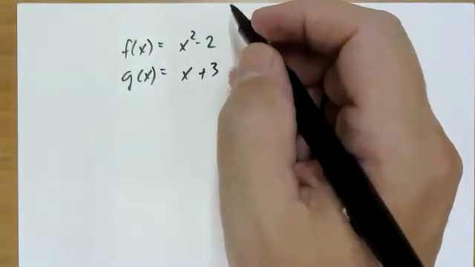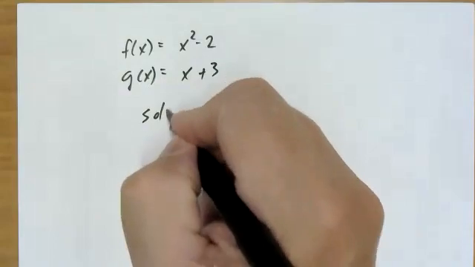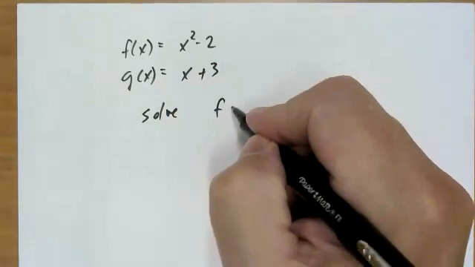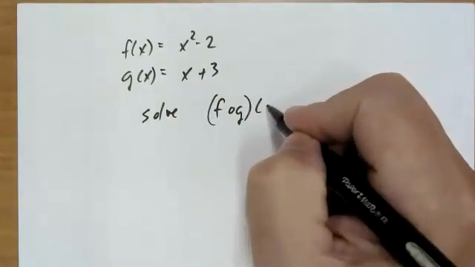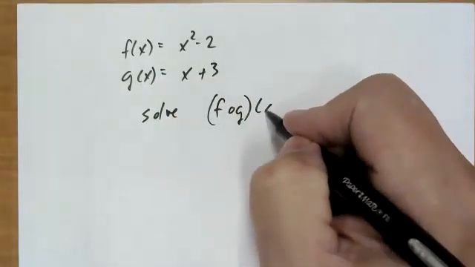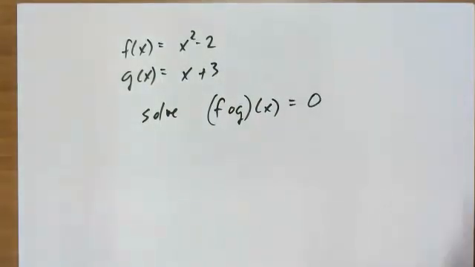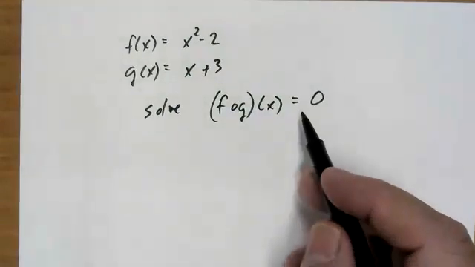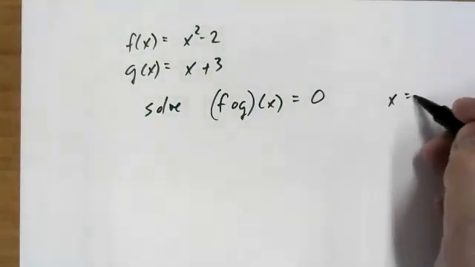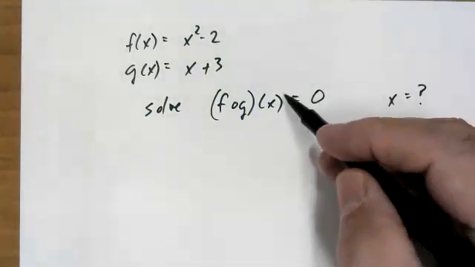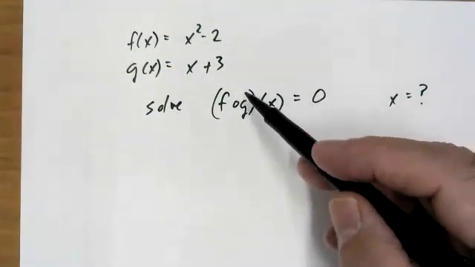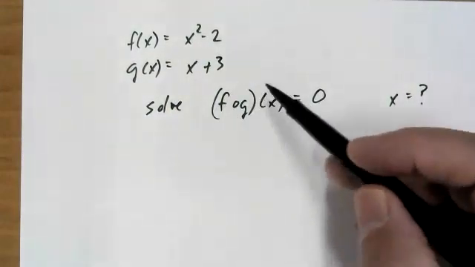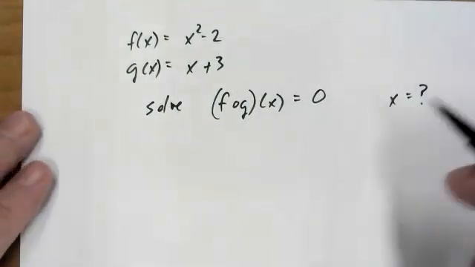And here's what they do. They now want you to solve. They do a composite, f composite g of x equals 0. So now this is an equation, and we're going to solve it. And our goal is to figure out what value of x makes this true. So now I'm going to have to do f composite g, leaving the x in there. And then once I get this equation, I'll have to solve it.